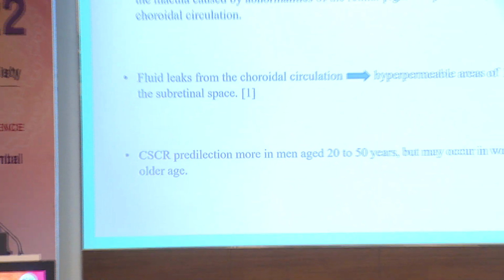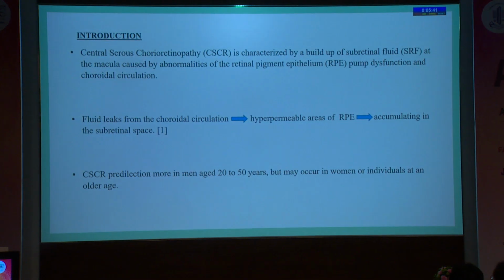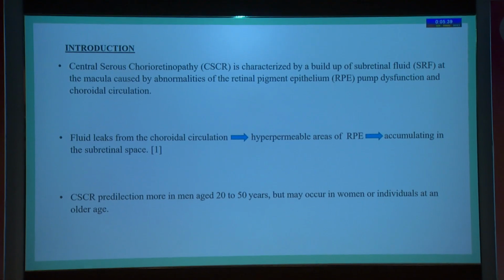Introduction. Central serous chorioretinopathy is characterized by buildup of subretinal fluid at the macula caused by abnormalities of retinal pigment epithelium dysfunction and choroidal circulation. Fluid leaks from the choroidal circulation to hyperpermeable areas of RPE and accumulates in the subretinal space. CSCR predilection is more in men aged 20 to 50 years and occurs more in women in an older age group.